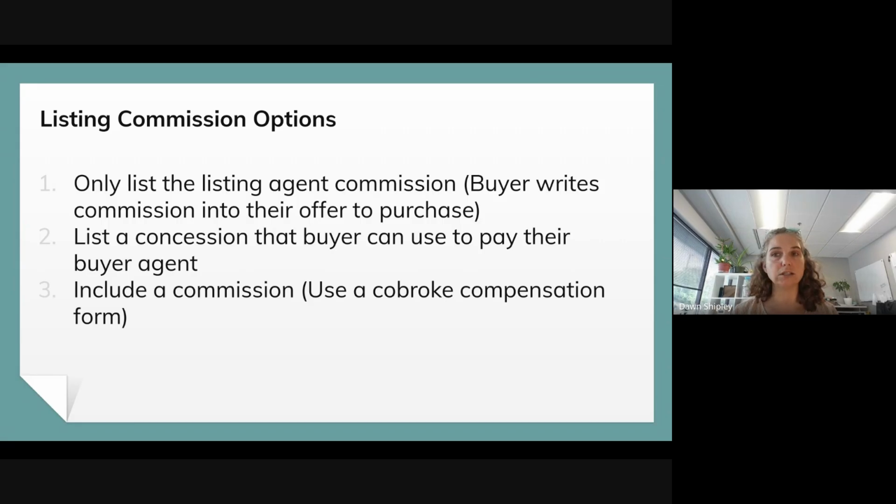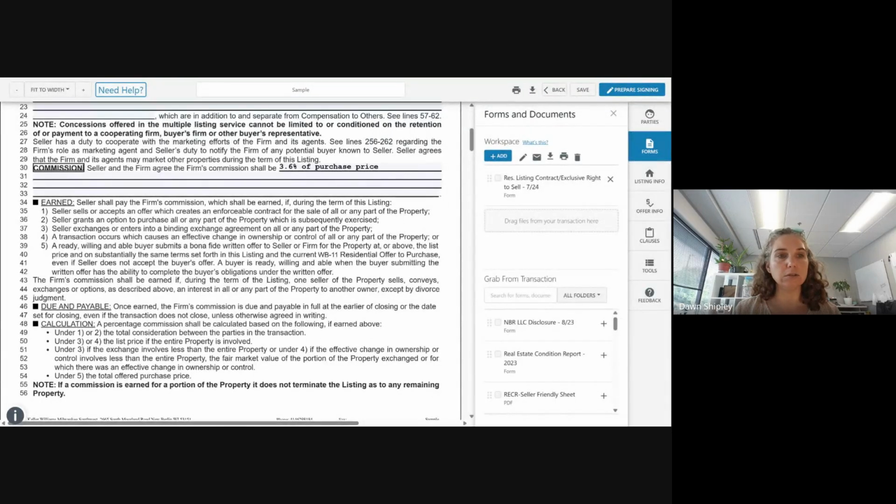So let's take a look at the listing contract. How would we write out this option? So in this option, my commission section would look the same. Seller and the firm agree that the firm's commission shall be 3.6% of purchase price. That's my commission as a listing agent.